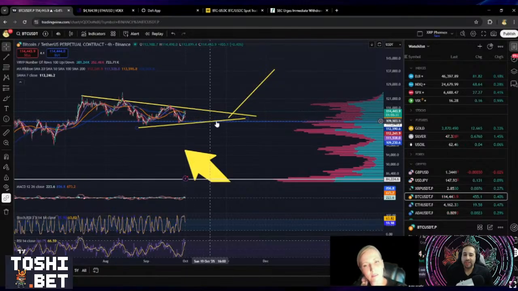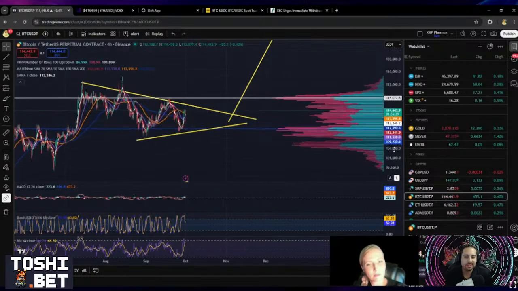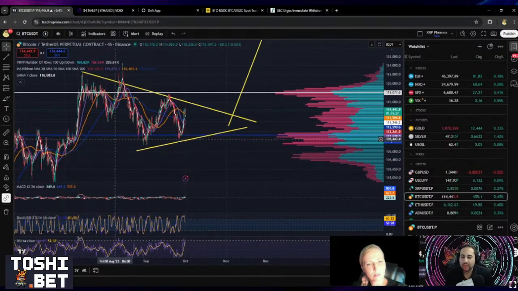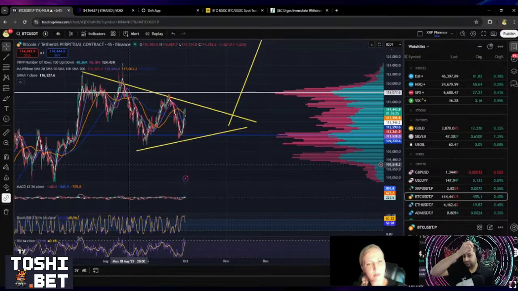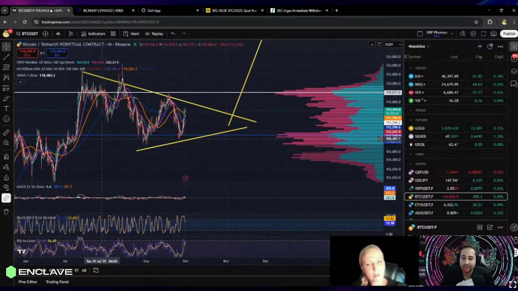I'll tell you one thing. I drew this blue line here. I don't know if you guys can see it. This blue line, we went down, we held that support very, very well. We lost it here, right back up. Lost it a little bit here, came back up. So it's respecting 109K.